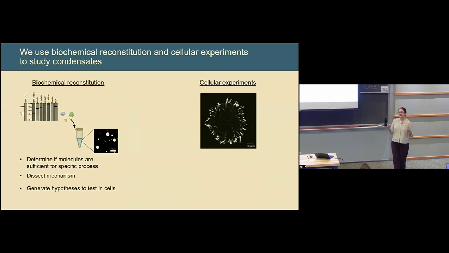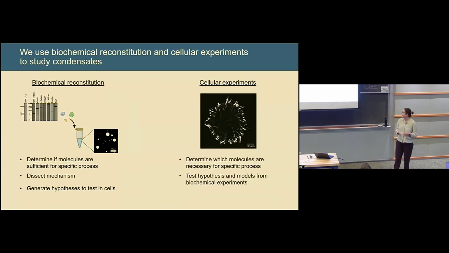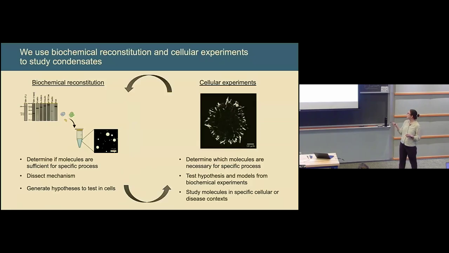With cells, of course, cells are way more complicated than a test tube. So the questions are always, are these things we observe in this simple system really what's happening in the complex cellular environment? In cells, we can determine which molecules are necessary for a specific process, which is much harder to do in a test tube. We can test these hypotheses and models that we've developed from simple systems and then study our molecules in specific cellular context or disease context, because depending on the cellular context, the behavior of these molecules might change. And really in our lab, we iterate between these approaches, and it's this ability to go back and forth that we think allows us to deeply understand condensates in this case.